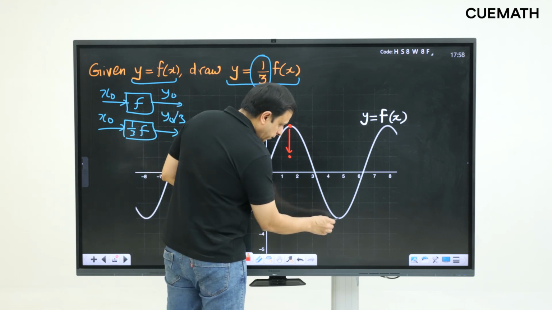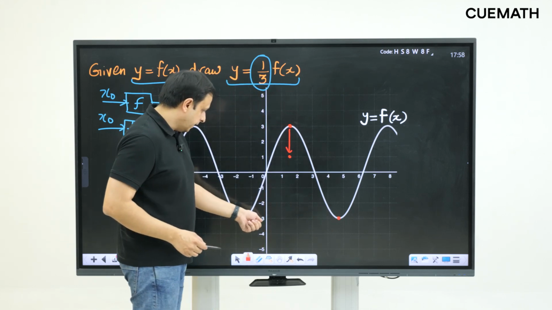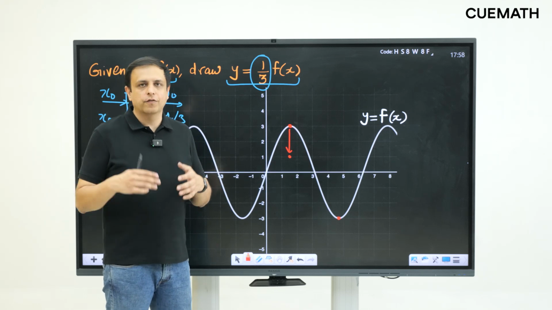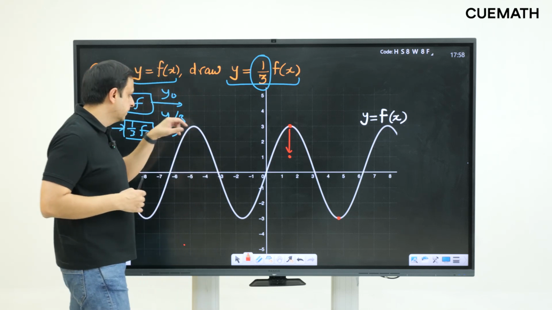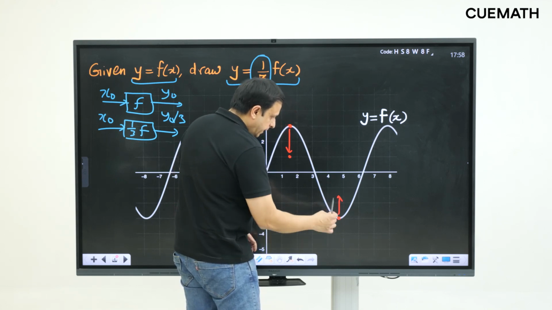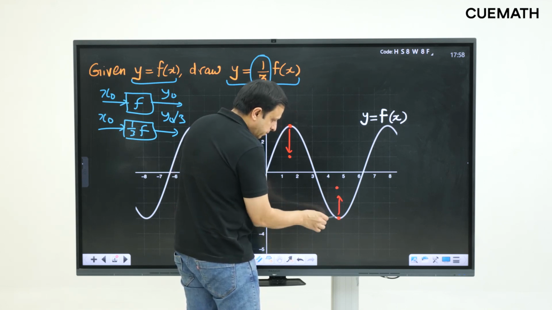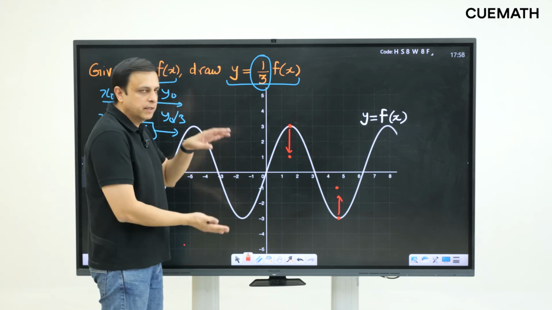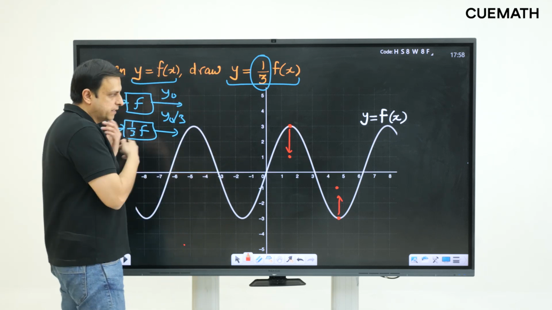Similarly, if you take this point over here, which has a y coordinate of -3, the transformed point will have a y coordinate of -1, -3 by 3. So, in this case, there will be a scaling in this direction, and the new point corresponding to this point will be somewhere over here. So, here you can imagine the reverse effect happening versus the previous case.